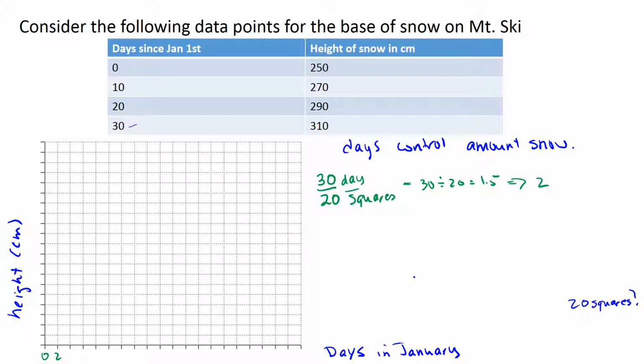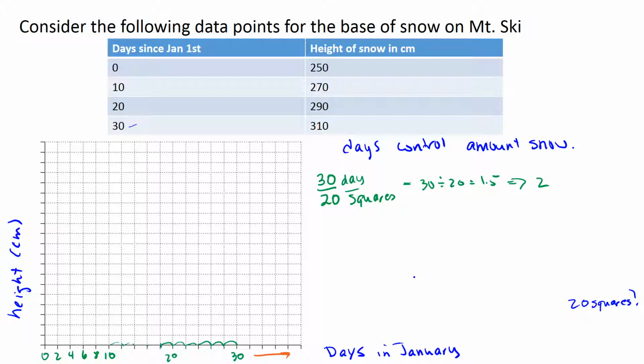So 0, 2, 4, 6, 8, 10. Now I'm not going to keep writing all the numbers out. It just gets too crowded down here, so I'm just going to skip. That's 12, 14, 16, 18, 20. And then 22, 24, 26, 28, 30. I'm missing this last little bit, so there's going to be a little bit of white space, but that's not bad. I've stretched out my horizontal axis as far as I could.